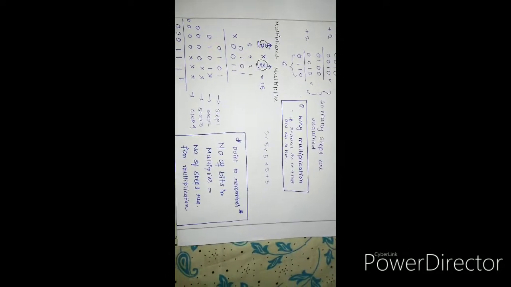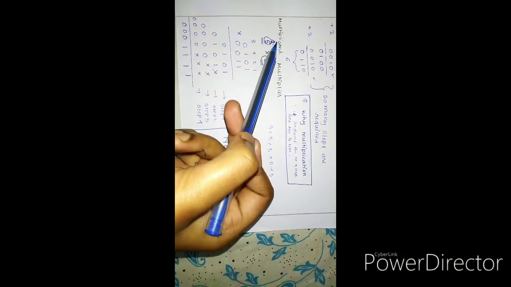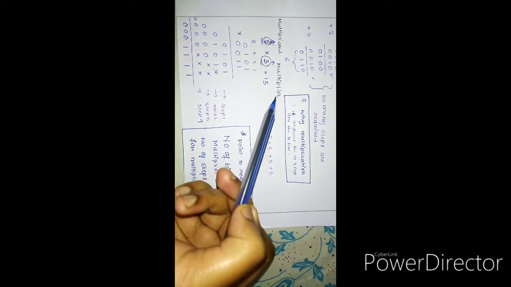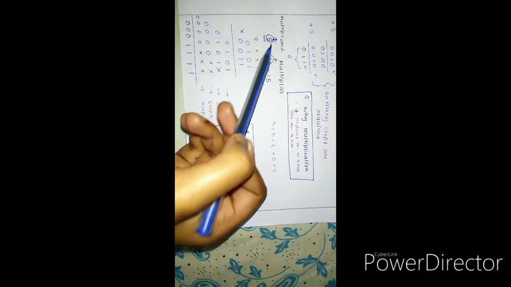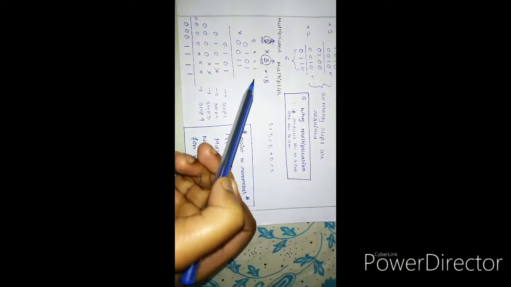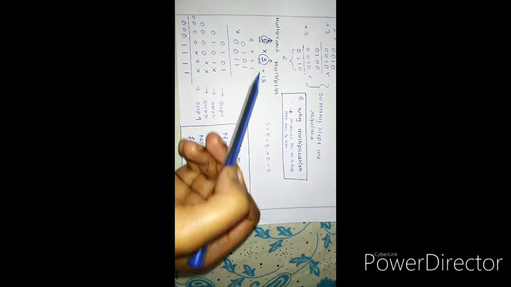Now I want you to notice something: when we are multiplying two numbers, obviously you need at least 2 numbers. The first number is called the multiplicand, and the second number is the multiplier. In 5 cross 3, the first one is the multiplicand, the second one is the multiplier. We know that the answer will be 15. The result, 15, is called the product.